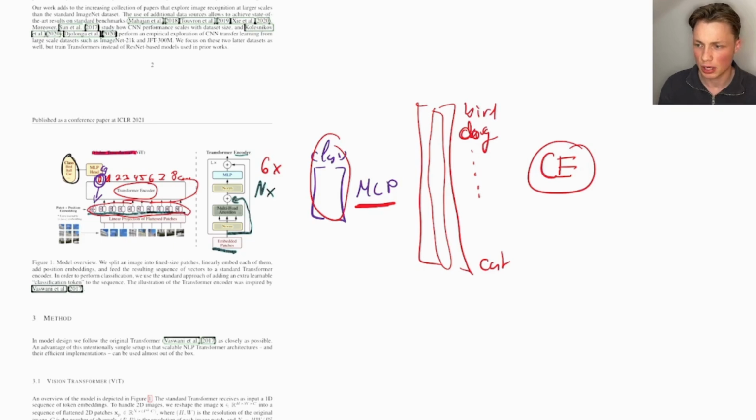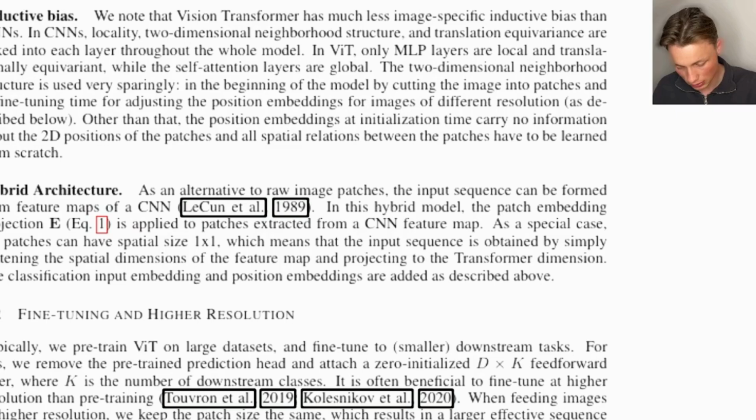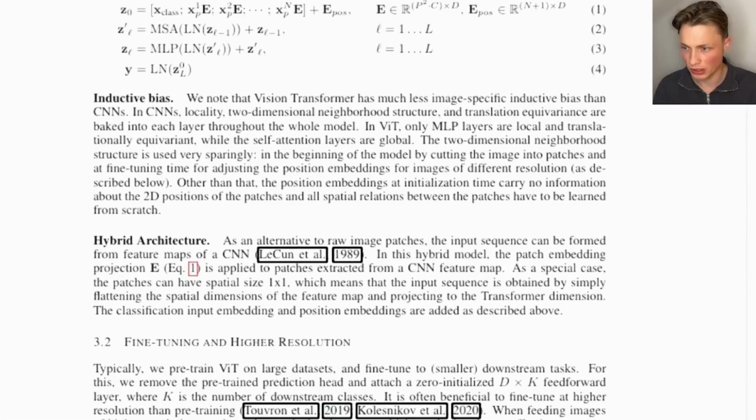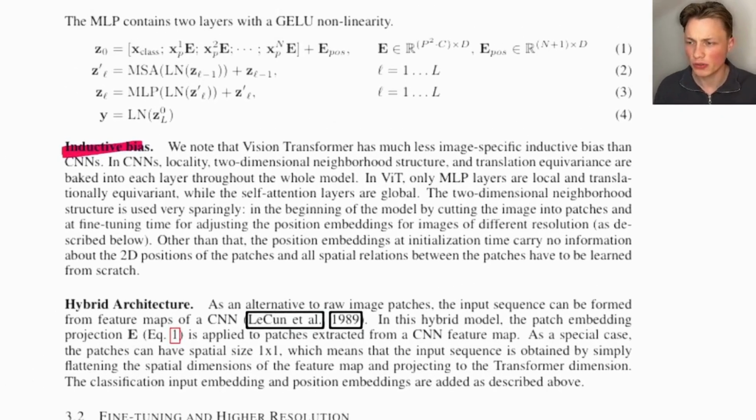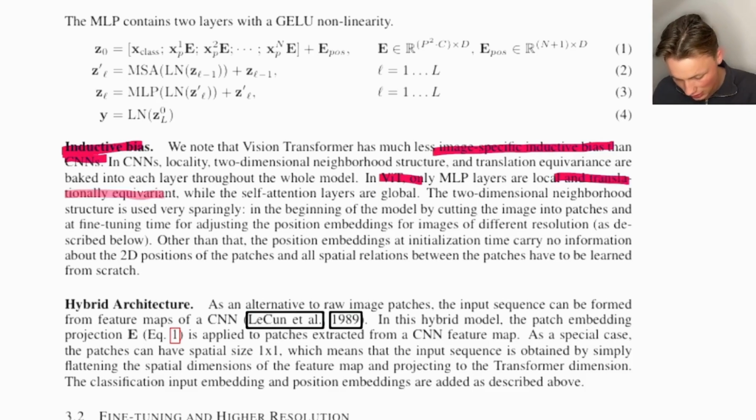And yeah, I hope that it helped you a little bit to understand the vision transformer. And now let's just read this little section again. So we note inductive bias. We note that vision transformer has much less image-specific inductive bias than CNN, and CNN's locality, two-dimensional neighborhood structure, and translation equivariance are baked into each layer throughout the whole model. In ViT, only MLP layers are local and translationally equivariant, while the self-attention layers are global.